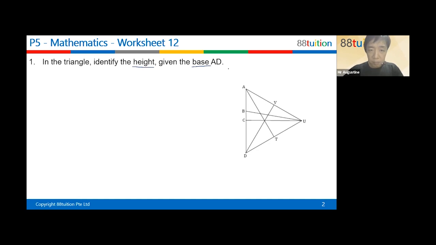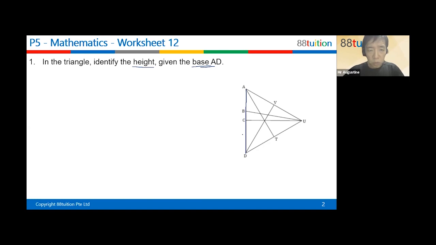All right. Yes, thank you, Tanishka, you're right. So we're asked to identify the height, but we are given the base, isn't it? Okay, so they mentioned that the base is AD. So where is AD? Let's see. AD is here. Okay, so that's the base AD.